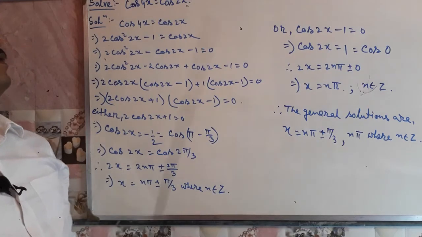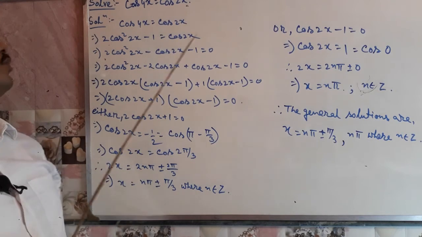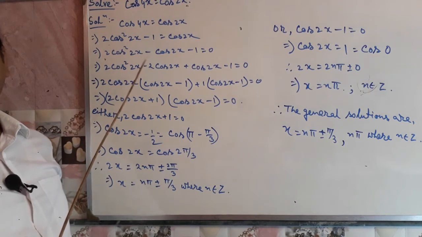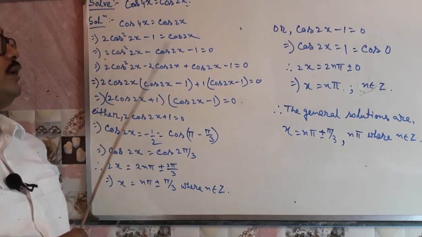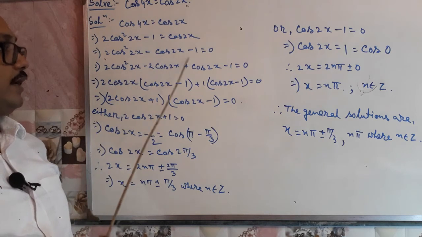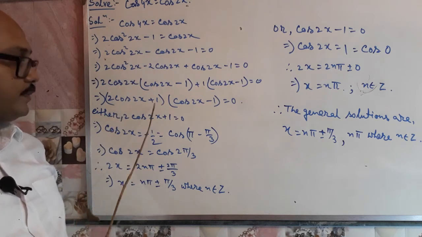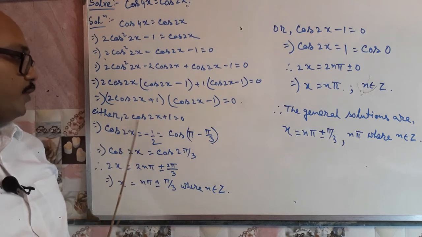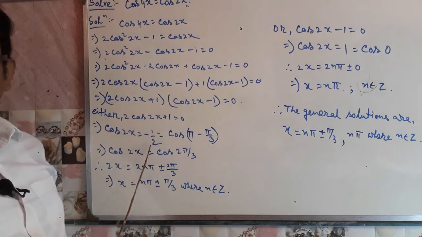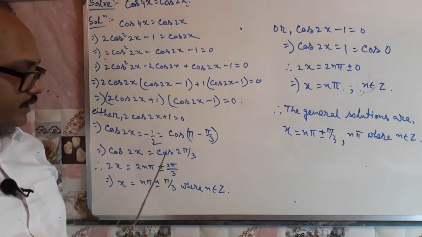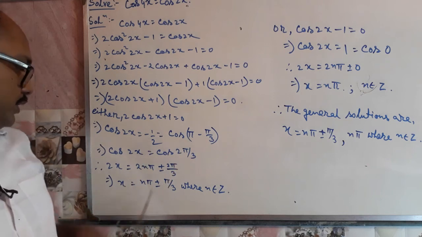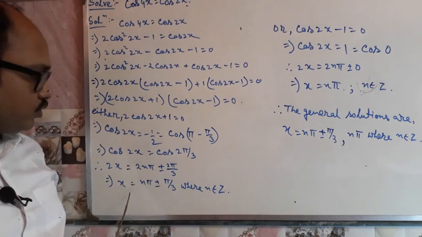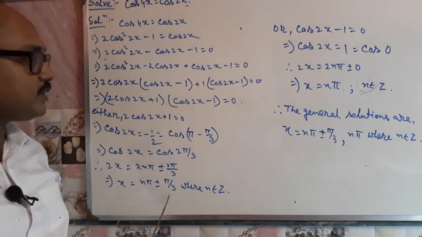Another problem, cos 4x equal to cos 2x. So we have to expand this cos 4x using the formula of cos 2 theta, that is 2 cos square 2x minus 1, changing the side of cos 2x, and by factorization we will get (2 cos 2x plus 1) into (cos 2x minus 1) equal to 0. Either this term equal to 0, from that we will get cos 2x equal to minus 1 by 2, that is cos (pi minus pi by 3), cos 2 pi by 3. So this 2x will be 2n pi plus minus 2 pi by 3, that is x equal to, dividing both sides by 2, n pi plus minus pi by 3.